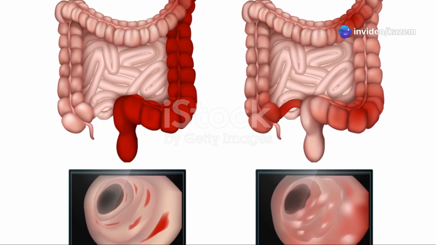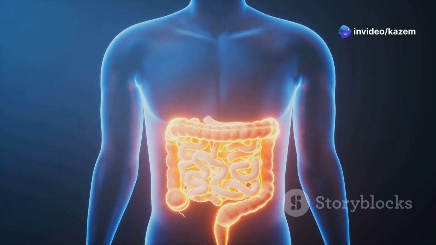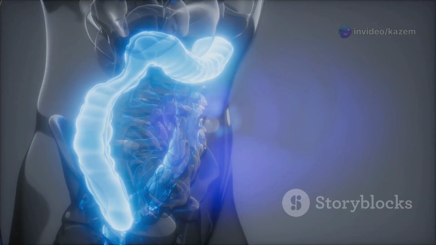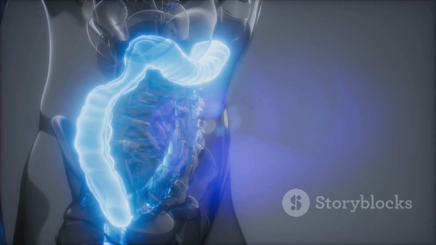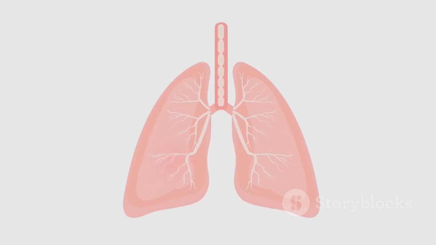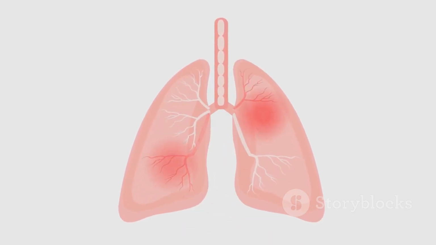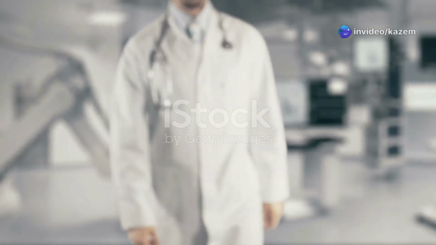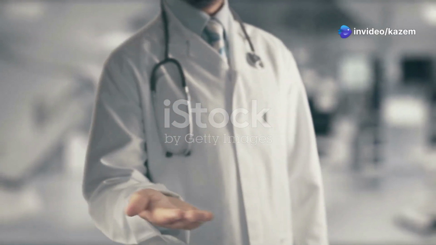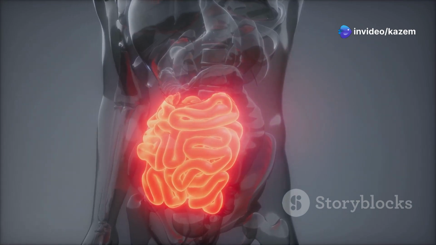The main differences are location. Crohn's can affect any part of the digestive tract, while ulcerative colitis is limited to the colon. Pattern. Crohn's causes patchy inflammation with healthy areas in between. Ulcerative colitis causes continuous inflammation. Depth. Crohn's can affect all layers of the bowel wall. Ulcerative colitis only affects the inner lining.